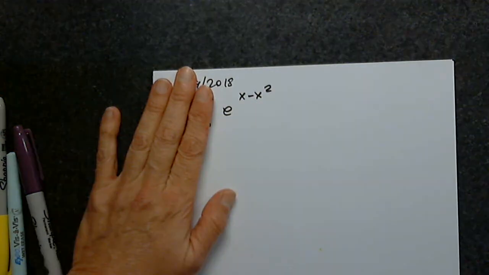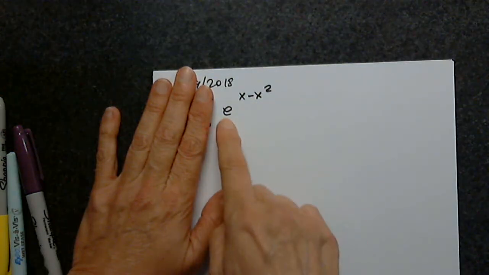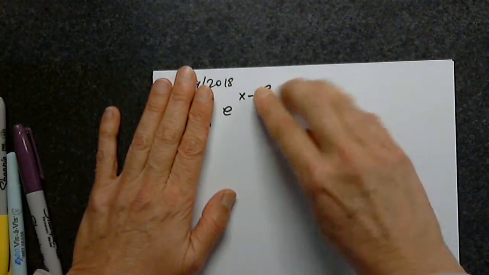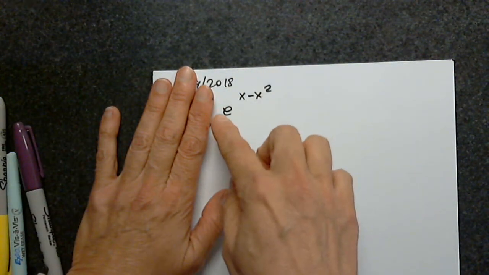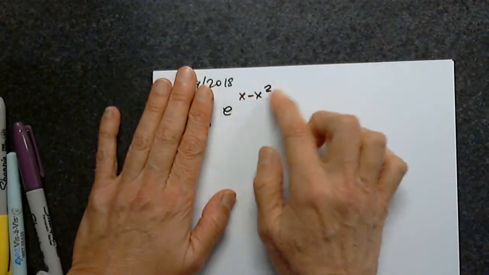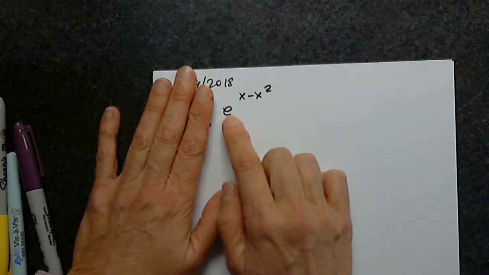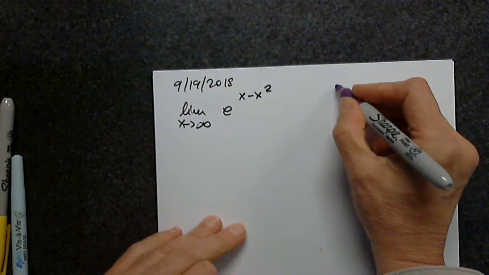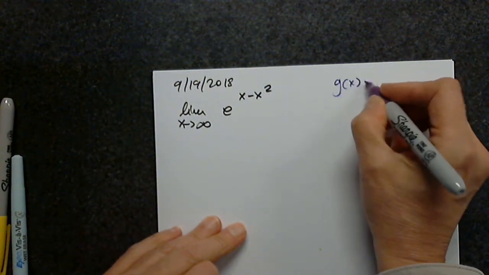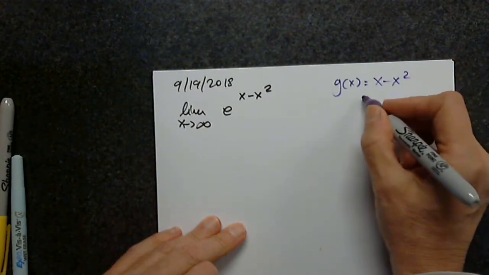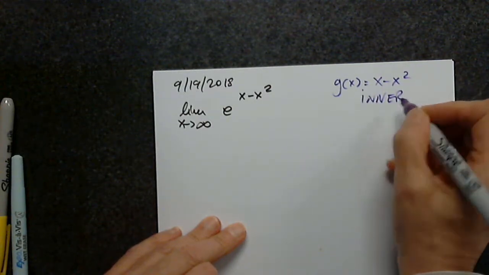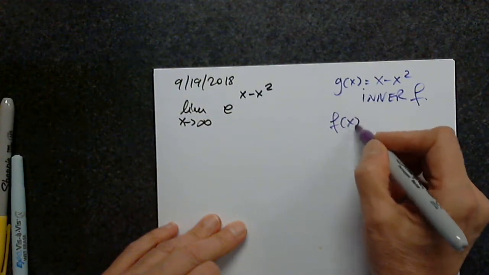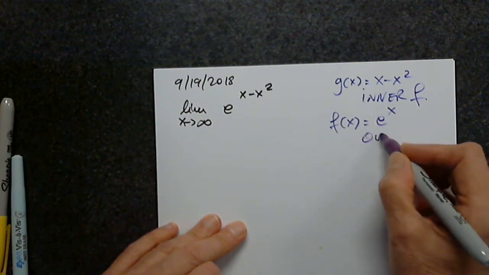If you ask me to evaluate this for 5, I cannot raise e to something. I have to evaluate this first. Once I get the number, then I will say e to that number. So the inner function is this, the power, and this is the outer function, e to the x. So let's say g of x equals x minus x squared is the inner function. And the outer function, let's call it f of x, is e to the x.